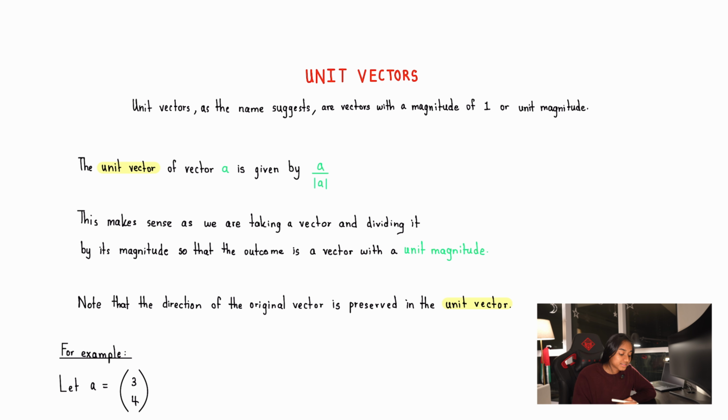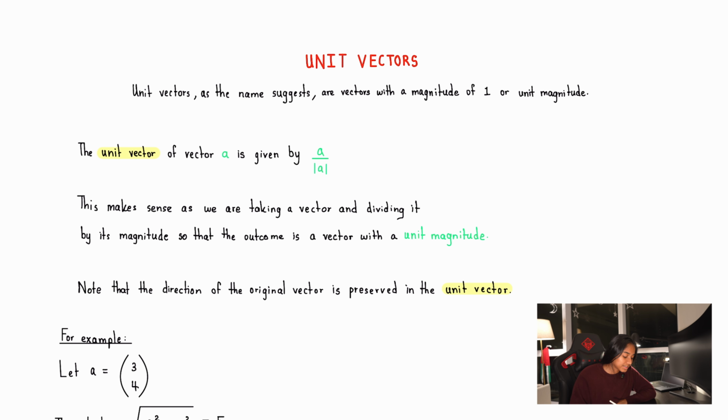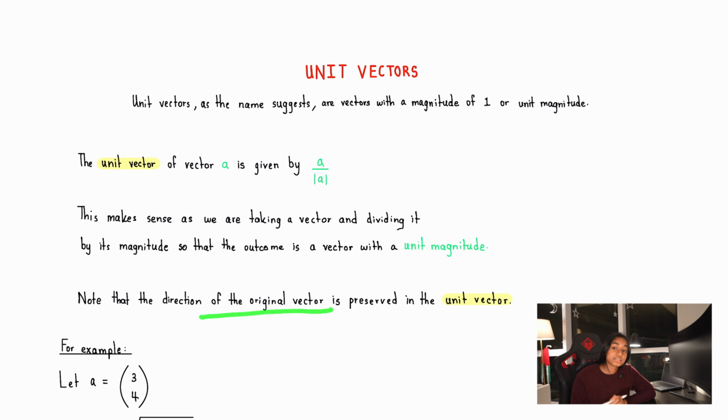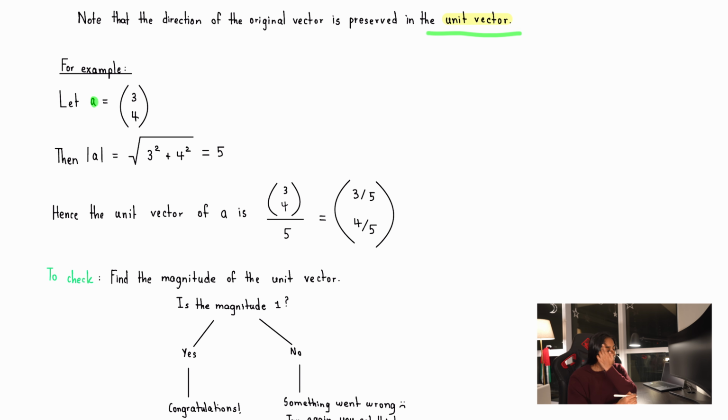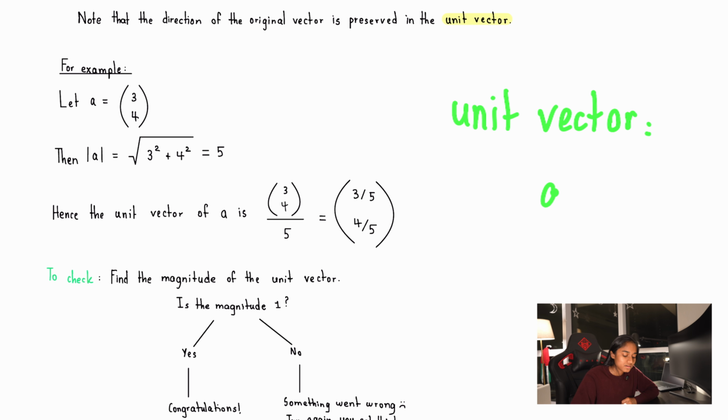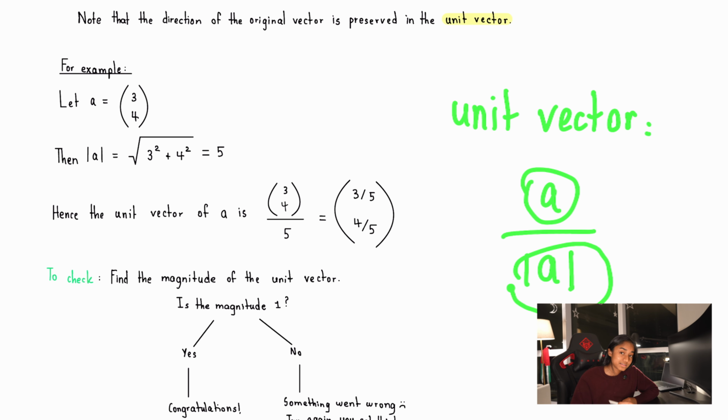This makes sense as we are taking the vector and dividing it by its magnitude so that the outcome is a vector with a unit magnitude. And we have to take note that the direction of the original vector is preserved in the unit vector. So let's look at this example. Let's find the unit vector of A. So A in this example is (3, 4), which is a 2D vector. So we have to find the unit vector. To do that, we need A over the magnitude.